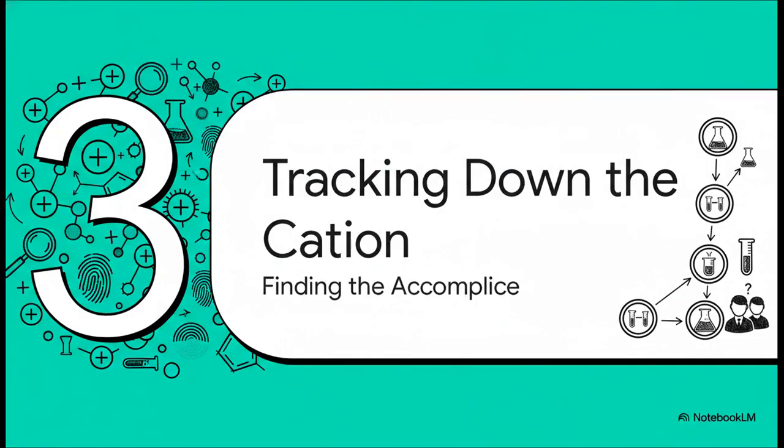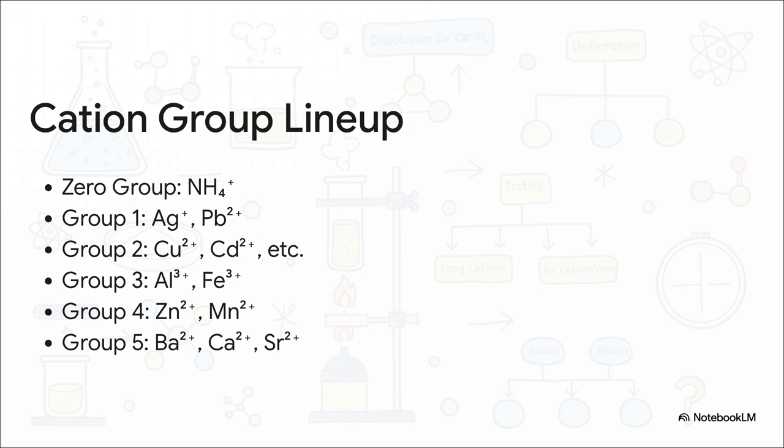Great. But every anion has a partner in crime, a cation. So now we start phase 2 of the investigation, tracking down this accomplice by working our way through different groups of suspects. And here is our lineup of suspects. Now, to make the search easier, chemists have organized cations into these groups based on how they react to certain chemicals. Our job is to go through them group by group and see where our mystery cation is hiding.